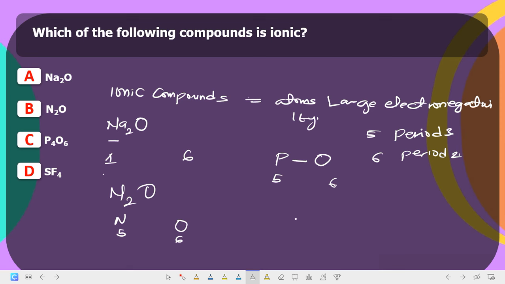Now, how about SF4? Sulphur is in what group in the periodic table? Group 6. And fluorine is in group 7. Inasmuch as they are in different periods, the electronegativity will be so close. So the one that will be ionic among these compounds will be Na2O, which is sodium oxide. Why? Because sodium is a group 1 element and oxygen is in group 6. So the electronegativity difference is so large, and because the electronegativity difference is large, we can say that such a compound is what? Ionic. So the correct answer to this is option A.